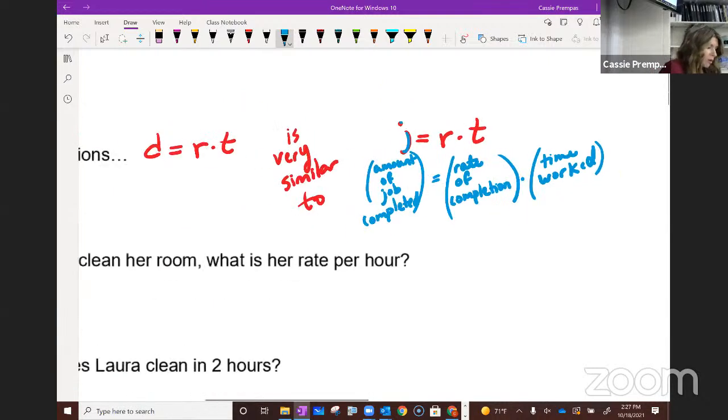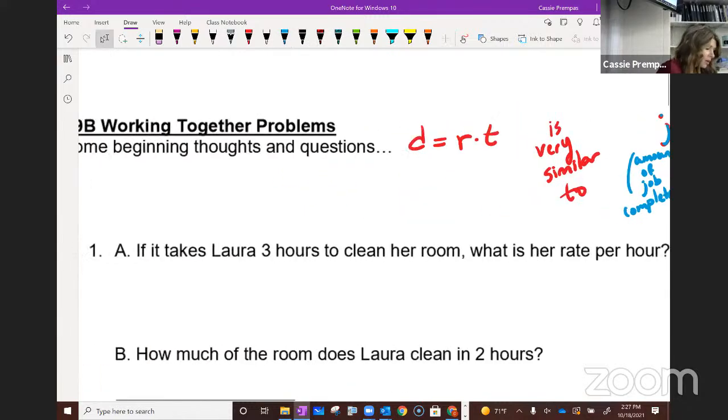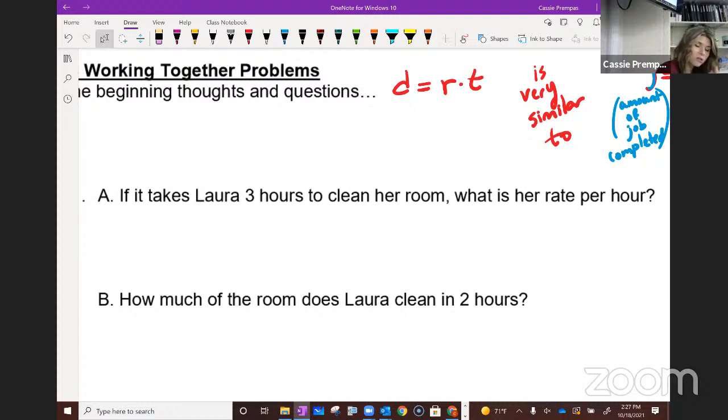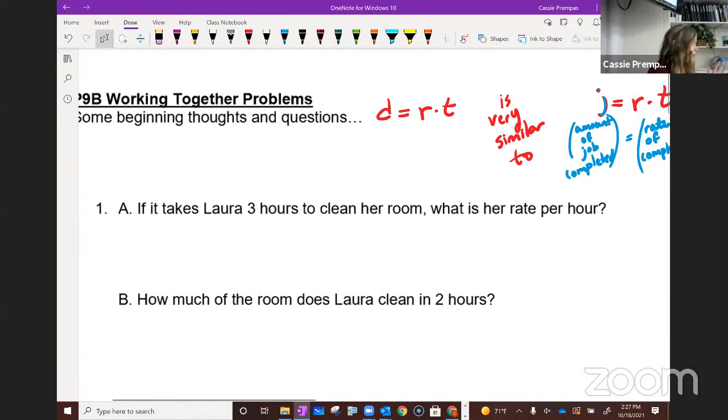Let's start with a more basic question. Looking at number 1, let's start with letter A. If it takes Laura 3 hours to clean her room, what is her rate per hour? So essentially, what's her rate of completion? Go ahead and look at that. I want you to just answer it on your own. You don't have to use an equation. You can if you want to, but try to answer letter A. I want to walk around just to see what you guys answer because it helps me to know where we are in starting this lesson.